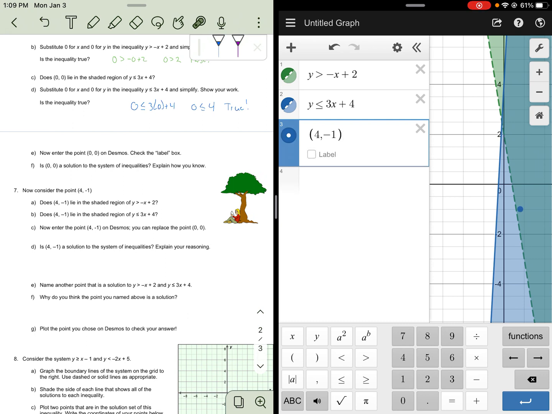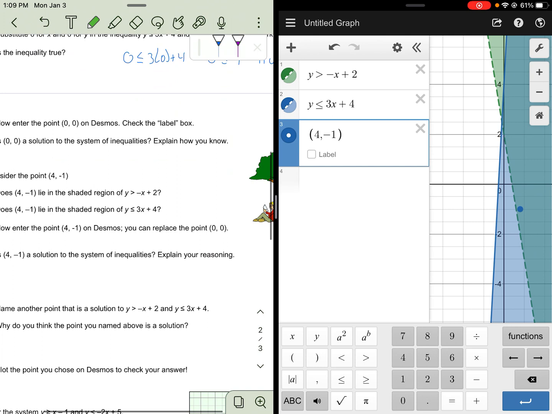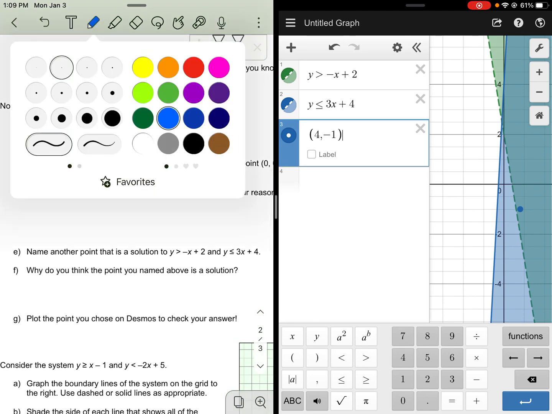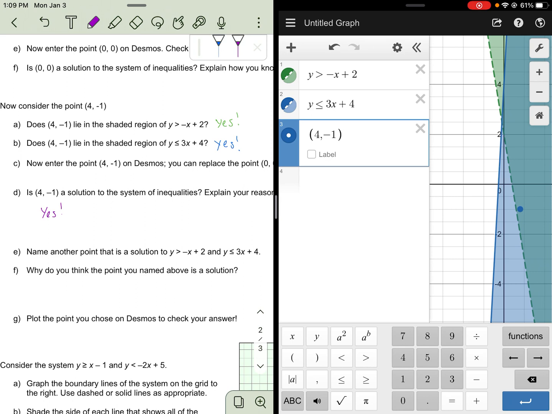Okay, and now we can see that 4, -1 is in the shaded region for both, where the shading overlaps. So the answer to 7A is yes, which is the green part. And it is in the shaded region for the blue part as well. And then we already entered it on Desmos, so we already did C. Is 4, -1 a solution to the system of inequalities? Yes, because it's a solution to both inequalities.